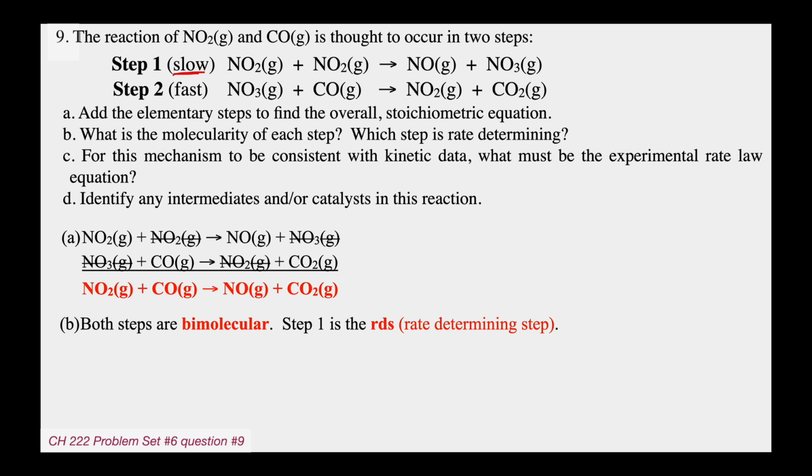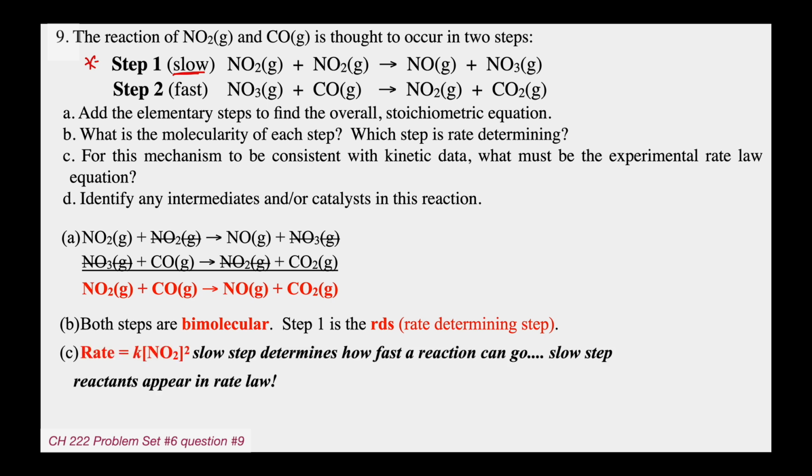The slow step reactants should be present in the rate law. So because step 1 is the slow step, and because NO2 appears not just once but twice, if this is a good mechanism, your rate law should equal K times NO2 squared, because in that slow step, 2 NO2s are coming together to make whatever they make. 2 NO2s means a second order reactant. Think about the unimolecular or the elementary reaction problem we looked at earlier.